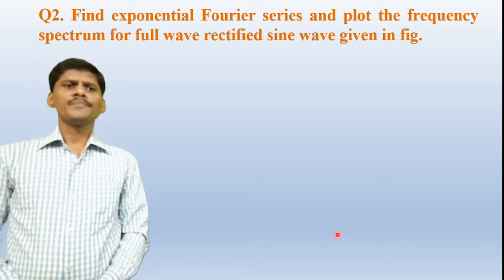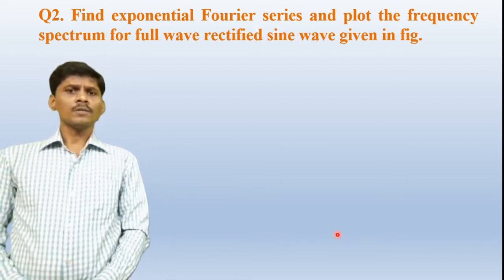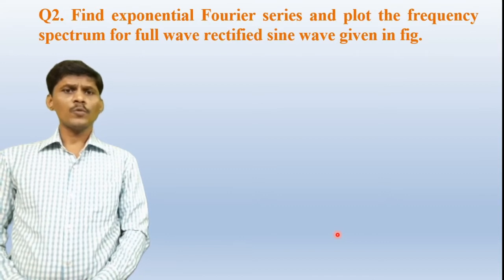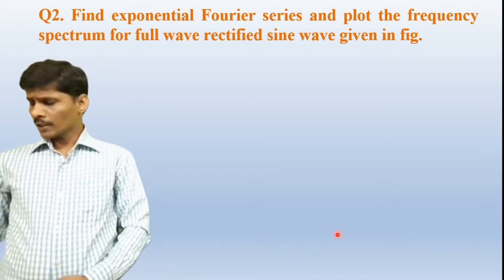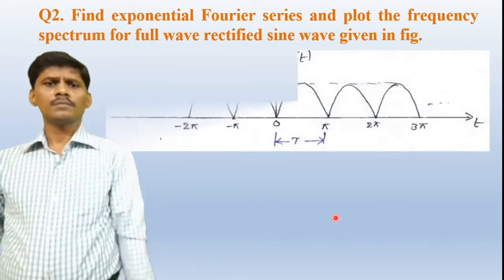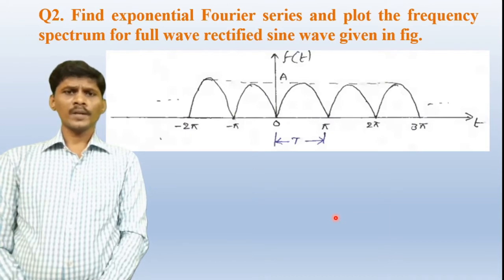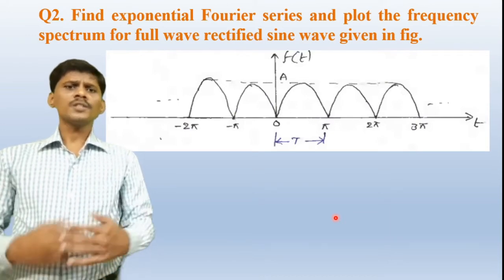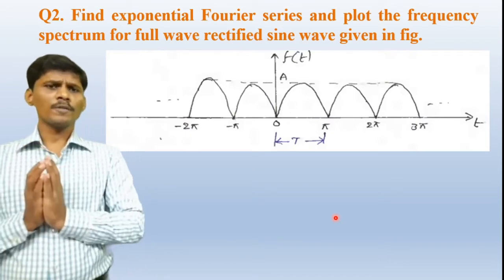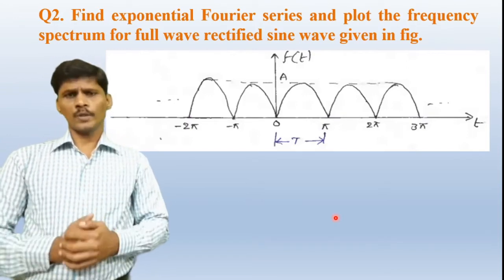Next example: find the exponential Fourier series and plot the frequency spectrum for the full wave rectified sine wave given in the figure. This is the given waveform. So what is the given waveform? Full wave rectified sine wave. So first calculate the function f of t from the given waveform.